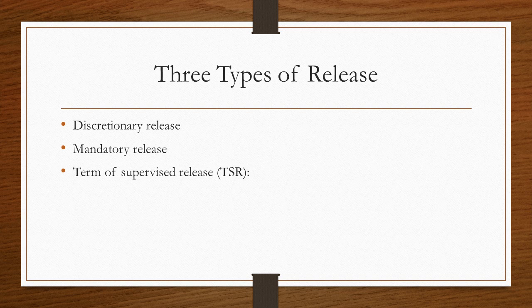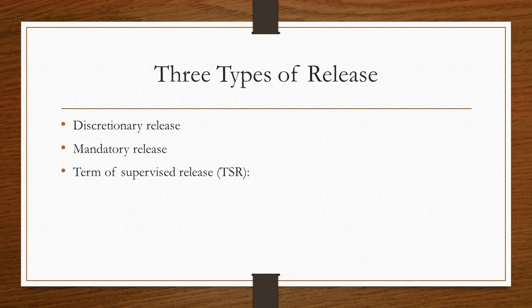There are three types of release: discretionary, mandatory, and term of supervised release. Discretionary release is when an offender has gone through the action of a parole board. This is the form of conditional release we usually think of in connection with the term parole. A person sentenced to prison applies to the parole board, which can decide to allow conditional release or not.